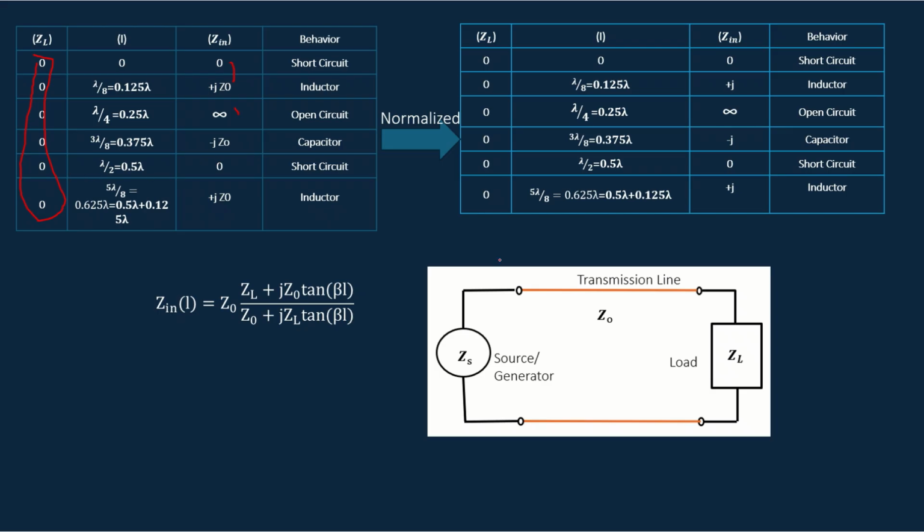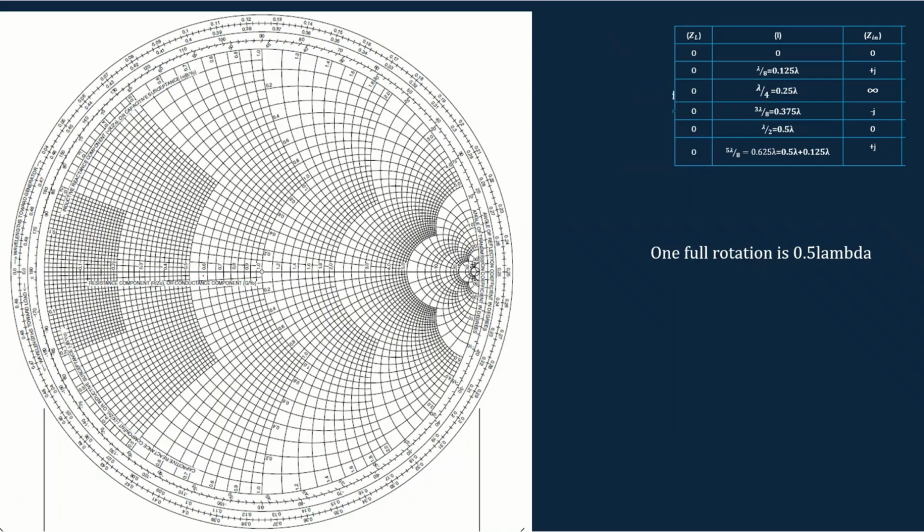And when the length of the transmission line is half wavelength, you can see that the impedance seen at the Z will be the same as whatever the load impedance is. So this is just tabulated for the calculations. If I want to use the Smith chart for the same purpose, it is very easy.